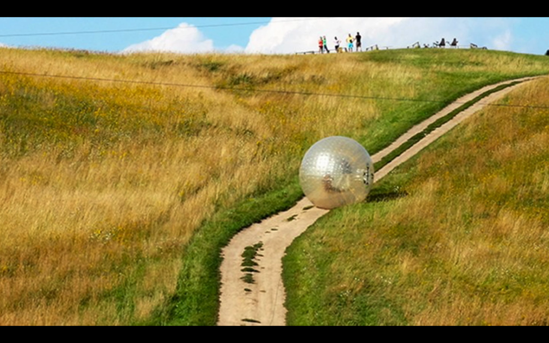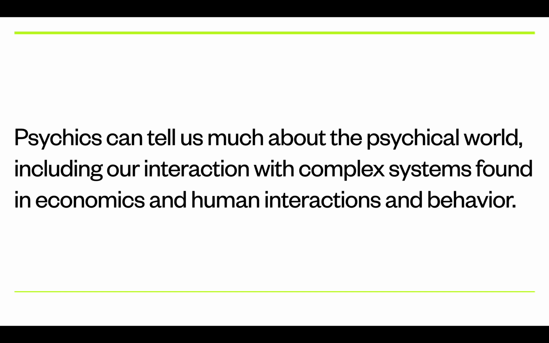So how is it that we can apply the laws of motion to our everyday life or our understanding of the external environment or the world around us? Physics can tell us much about the physical world, including our interaction with complex systems found in economics and human interactions and behavior. The laws of motion can tell us a lot about momentum and about how we can better understand complex systems found in economics, which is really just about human interaction and human behavior and how we relate to one another.